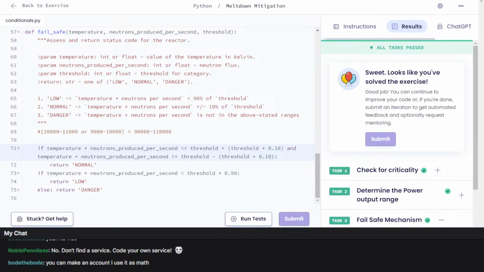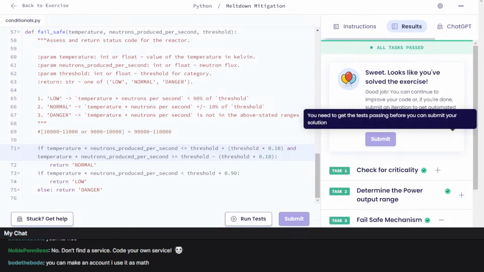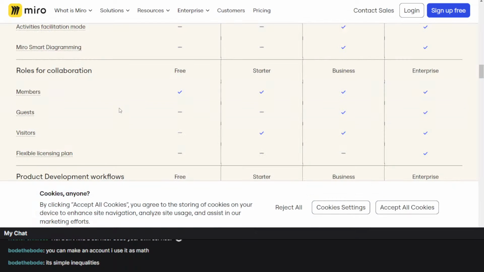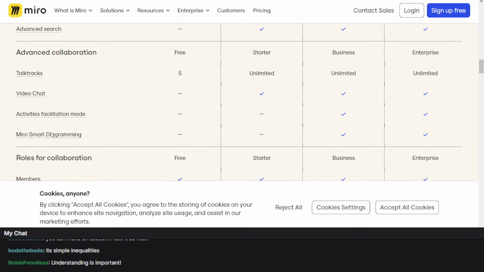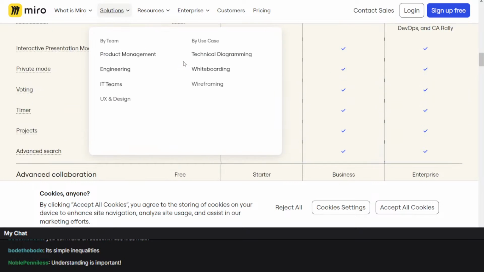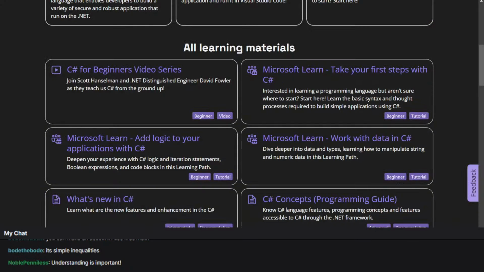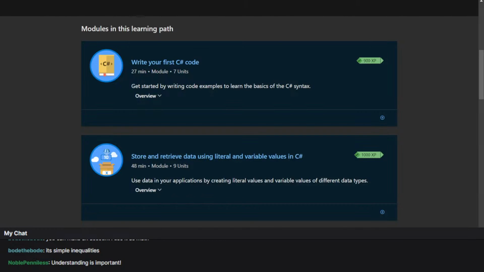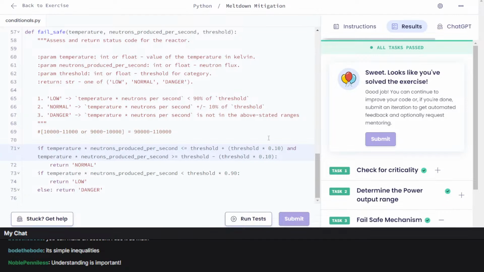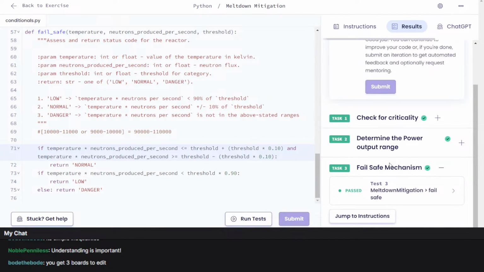Oh, okay, use it in math. Oh wait, let me just go back here again. So what do I not get? Bodefi Bode says it's simple inequalities. I know it is, but I thought what I was asking was the same thing, and it's clearly not the same thing, or it would pass all the tests.